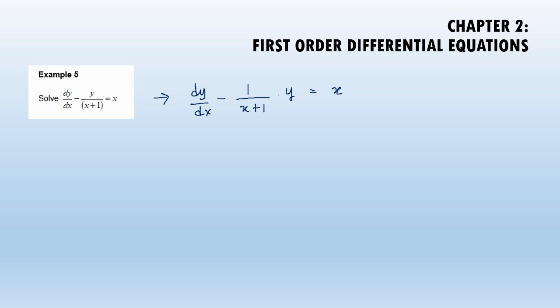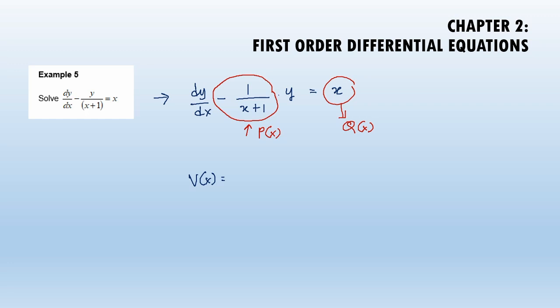As we compare this equation with a linear first order differential equation, this is actually a p of x, and we have here as q of x. So we have identified the p of x is negative 1 over x plus 1. So next we're going to find the integrating factor v of x.